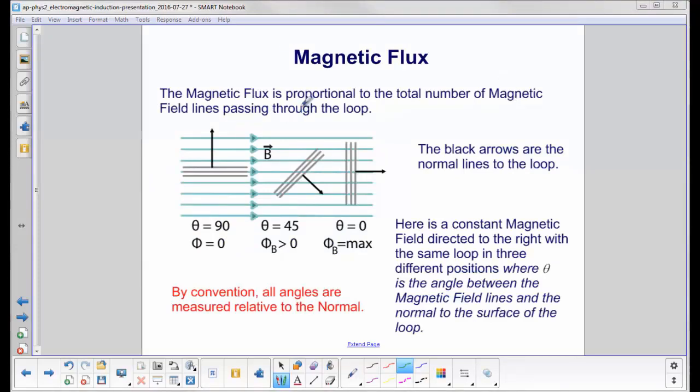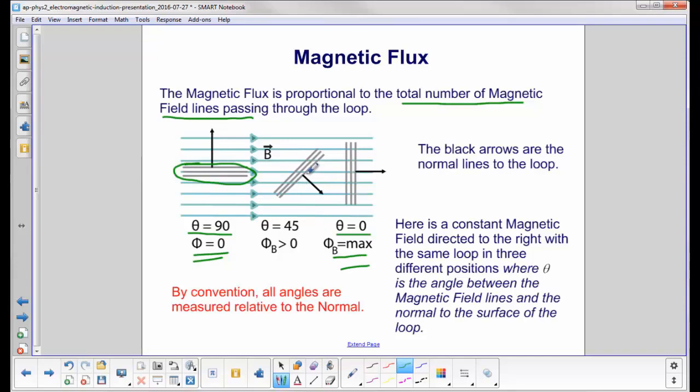The magnetic flux is proportional to the total number of magnetic field lines passing through a loop. Let's take 3 cases here. We've actually already done this case and this case, but we want to go intermediate. Here, the magnetic field is perpendicular to the normal. Here's the surface we're talking about here. Over here, the magnetic field lines are parallel to the normal, and you can see that the angle it makes is 0. We're measuring the angle to the normal. Here it's 90. We know that the flux is 0 in this case, and it's a max here.